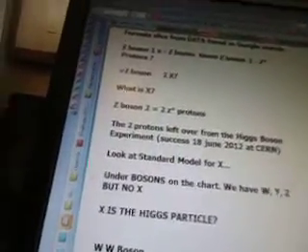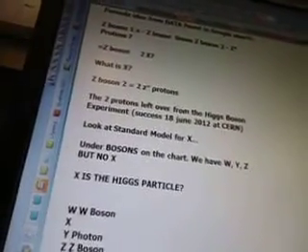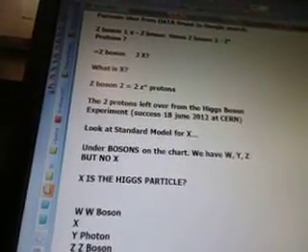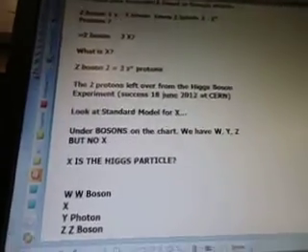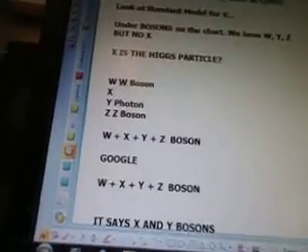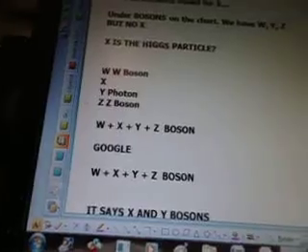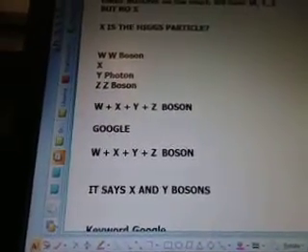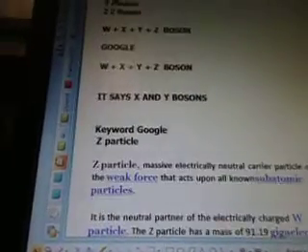The 2 protons left over from the Higgs boson experiment, success 18 June 2012 at CERN. Look at the standard model for x. Under bosons on the chart we have W, Y, Z, but no x. X is the Higgs particle. So you have W for W boson, X for the Higgs particle, and then Y for photon, and Z for Z boson. So W plus X plus Y plus Z boson. Google WX plus Y plus Z boson, and it says X and Y bosons.